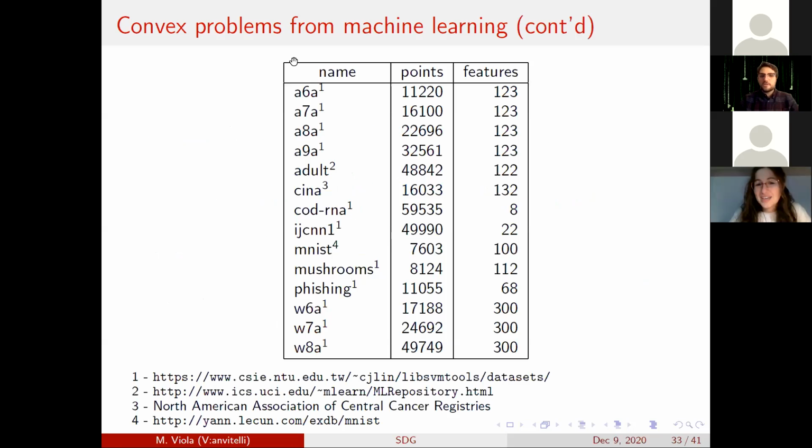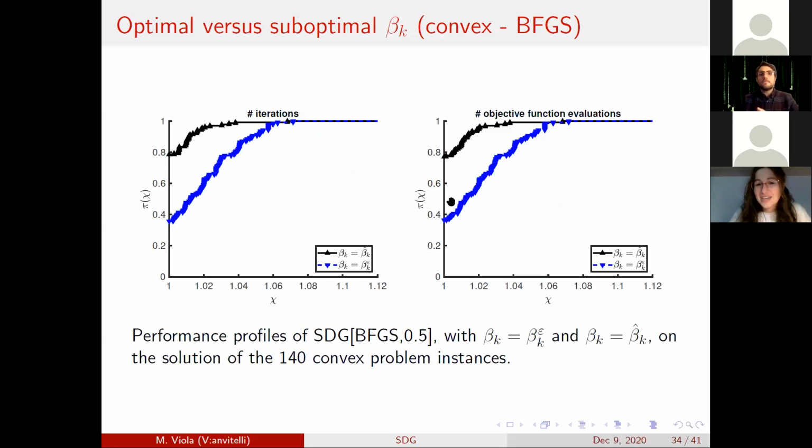This is just a short description of the datasets. I can skip it. So, results. First of all, let's repeat the comparison in terms of iterations and objective function evaluations, optimal versus suboptimal. Also in this case, as happened for BFGS in the non-convex instances, you can see that in terms of iterations and objective function evaluations, the suboptimal choice is more efficient and more robust.